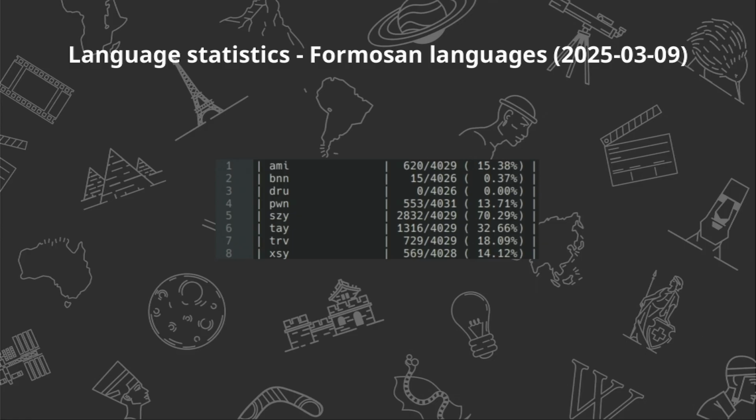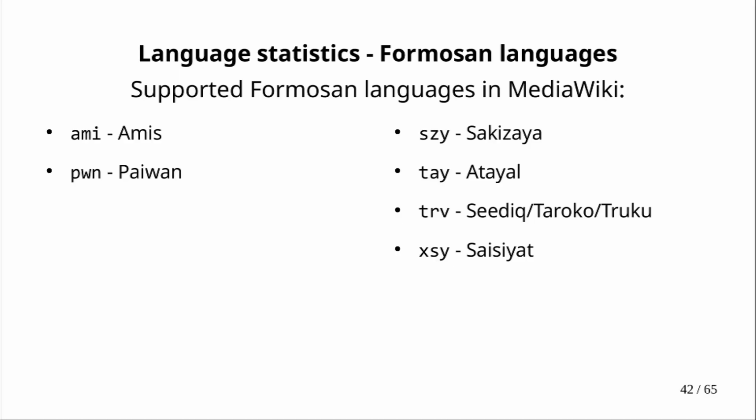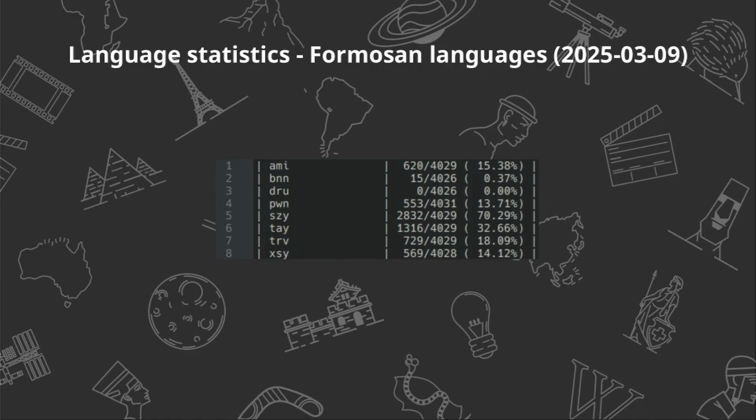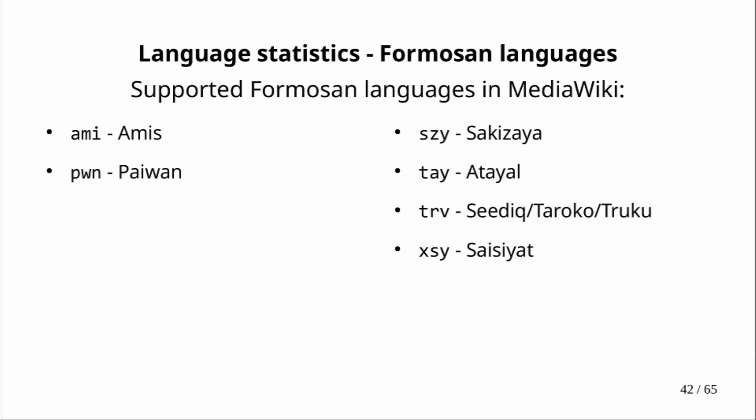The translation status, of course, most of them are not ideal due to the low number of language users, especially written language users. You can see the most ideal translation percentage here is Sakizaya, at 70%. However, Amis has a high user base, but it doesn't have a very high translation percentage. So as you can see, we have 8 here, but we only got 6 of them exported.